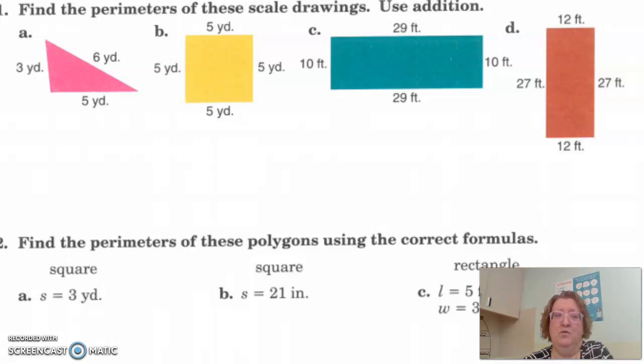At the very top at number 1, it says find the perimeters of these scale drawings. Remember, that means that they're not really the length that they are, because obviously that's not 5 yards across on the yellow, because that would be 15 feet, and that would be too much to put on the page. So we're going to use addition, however. So very simply, in a closed shape, in a polygon that is a closed shape, all you would have to do is add the numbers. But we do know that multiplication can be quicker, and so we need to make sure we know the formula as well. But if that happens and you need to just add, then that's what we're going to do.